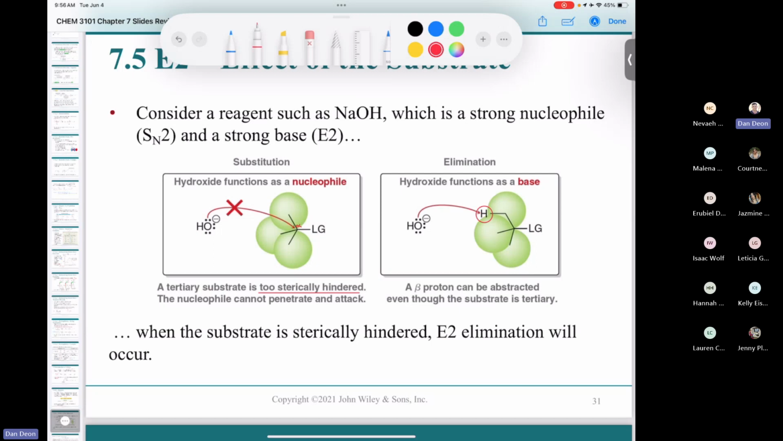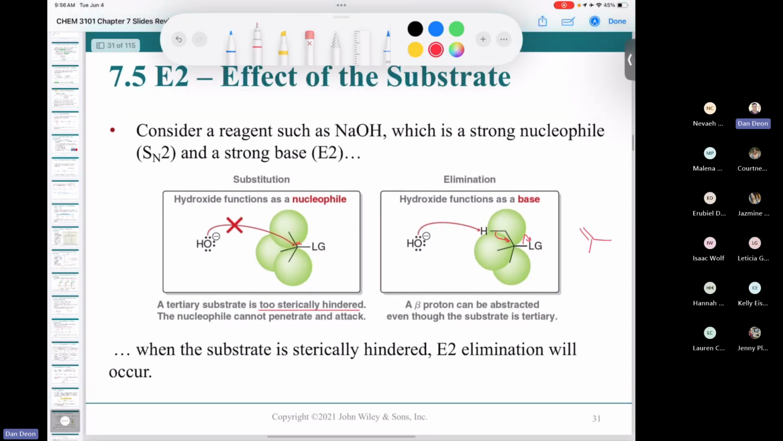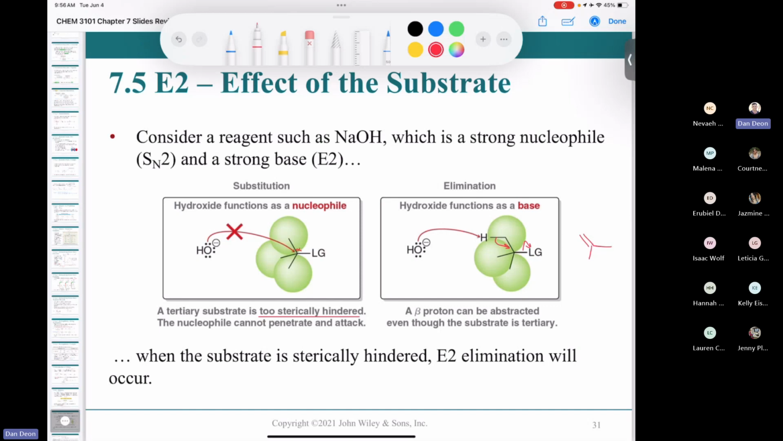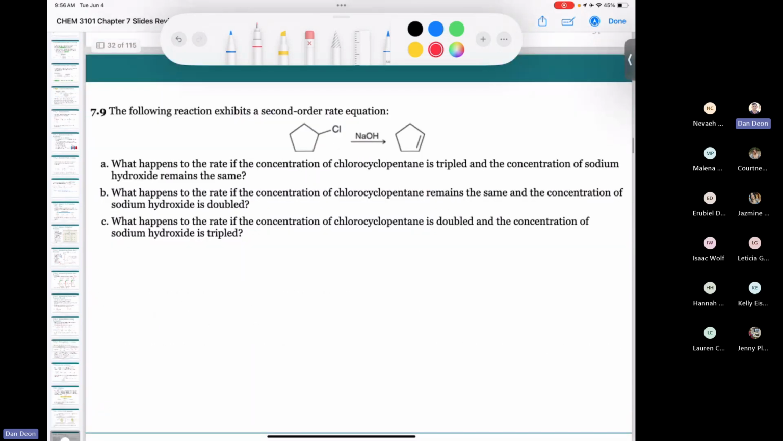The protons are sticking out from these carbons, so that hydroxide ion can just go and pluck off one of those protons, okay? And then after we remove the proton, we form a double bond and we lose our leaving group. And so in this case, you would end up with this compound, which we call isobutylene. So when the substrate is sterically hindered, E2 elimination is going to occur. And so to repeat, if you take a strong nucleophile, which is also a strong base, and put it in the presence of a tertiary alkyl halide, it's not that there's no reaction. It's just that there's not going to be any substitution. You're only going to get elimination in that particular case.